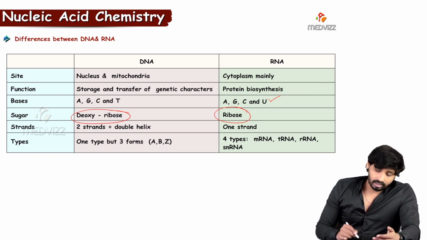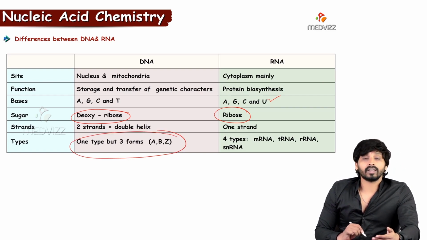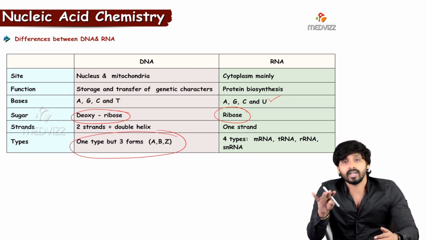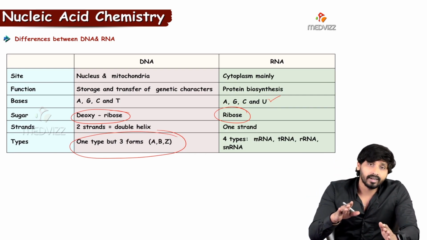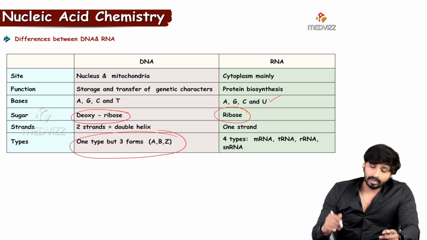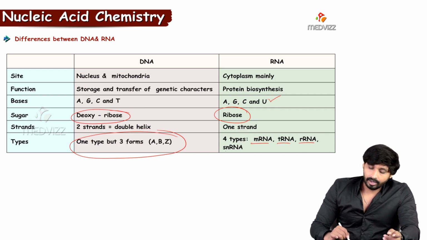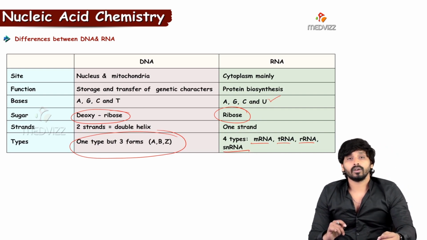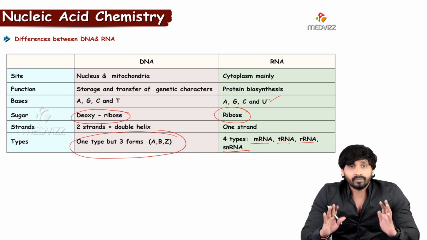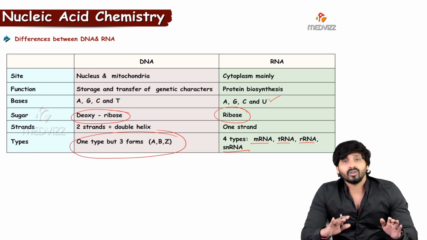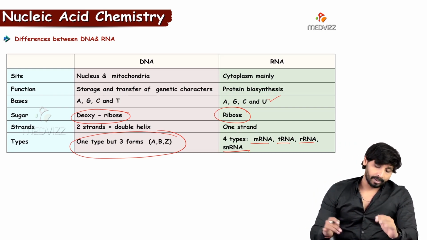Okay, the types. There are three forms of DNA: A, B and Z. A and B are right-handed helical structures, Z is a left-handed helical structure. And there are four types of RNA: mRNA, tRNA, rRNA and small nuclear RNA. So these are the overall differences, right from the site of these organelles to the types.